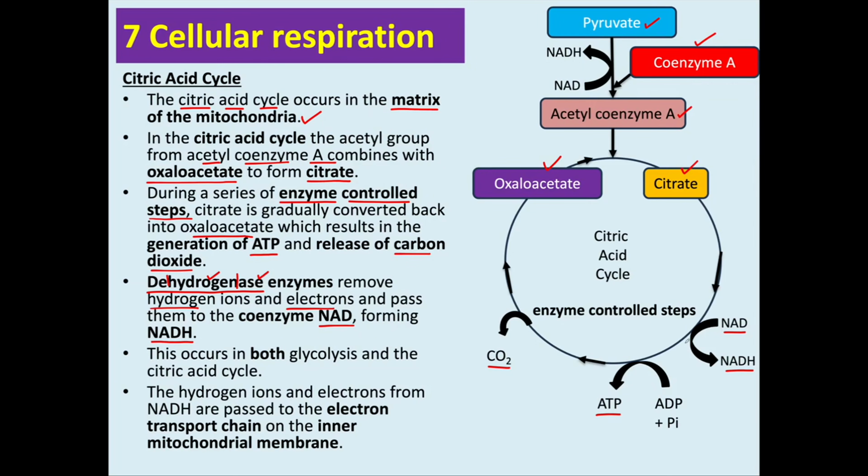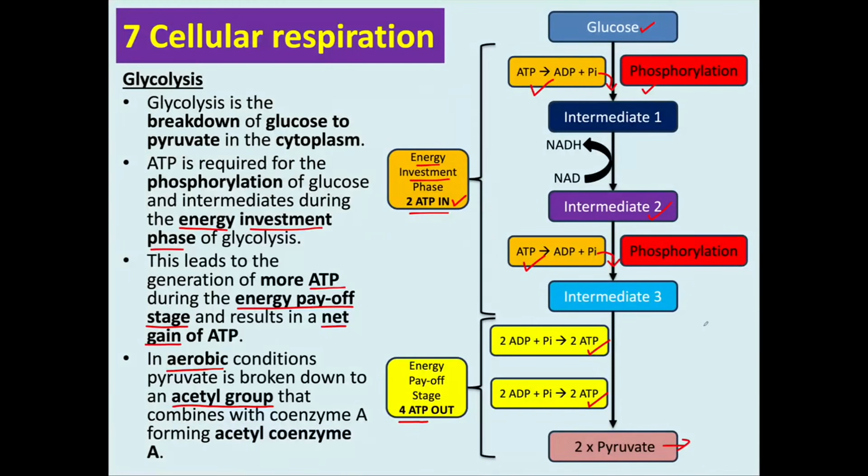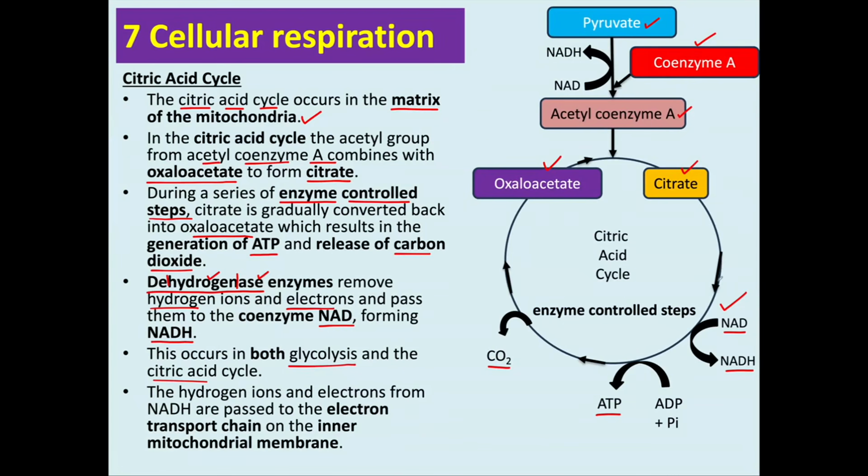Now, this reaction with the dehydrogenase removing the hydrogen ions and electrons occurs in both glycolysis and the citric acid cycle. So we see it here in the citric acid cycle, but we also see it back up here in glycolysis in this region. So that reaction happens in both steps, in both glycolysis and the citric acid cycle. And I'm just emphasizing that because that has been asked in a past paper question before, and it's well worth remembering that. Students often remember it happening here in the citric acid cycle, but forget that it also happens during glycolysis.